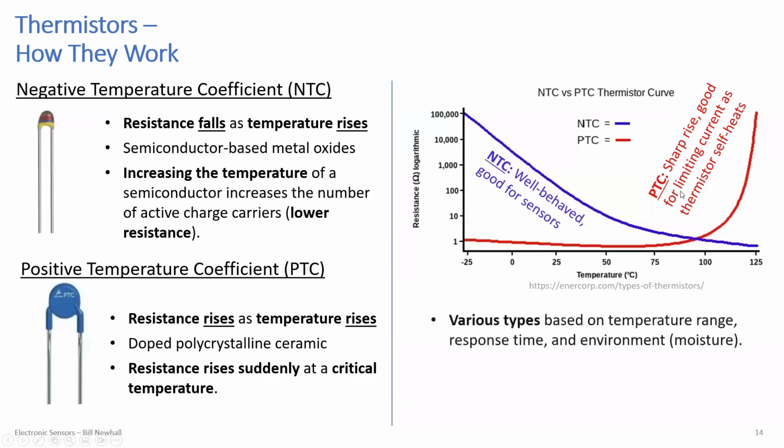Okay. All right. So there are various types based on the temperature range. You can get different part numbers based on temperature ranges, the response times, and the environment. You can get these in different packages, like glass encapsulated thermistors that can withstand harsher or damp environments, beads, discs, different types at different costs and different ranges.